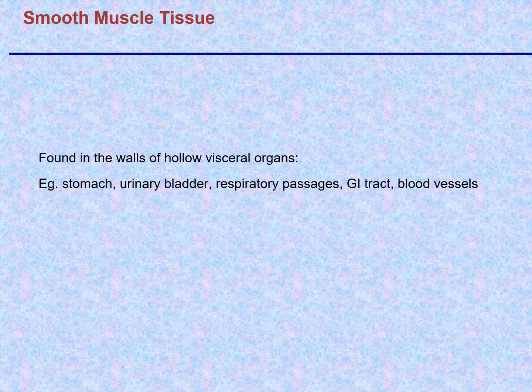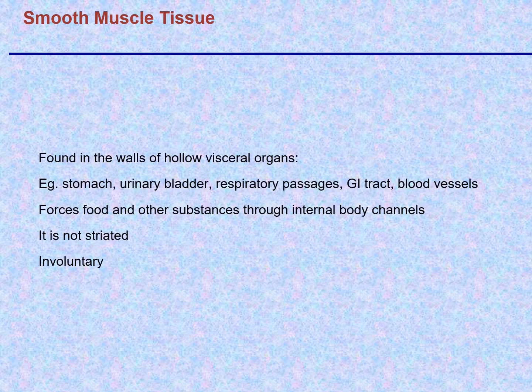The third type, smooth muscle, is found in the walls of tubular visceral organs. Tubular hollow-shaped visceral organs like the stomach, the urinary bladder, respiratory passages, GI tract, blood vessels. These help force food forward or other substances through channels in the body. It is not striated, and it is, just like cardiac muscle, unconsciously controlled. It's under involuntary control.